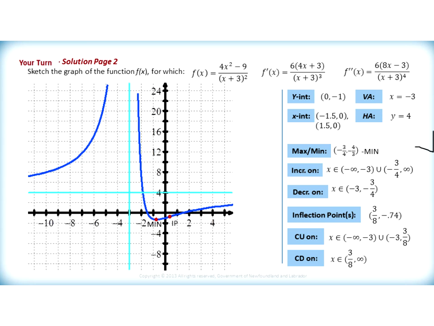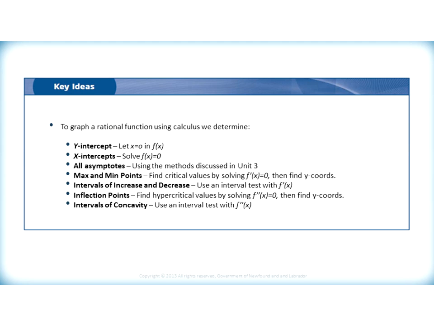And let's just highlight some of the key features of the stuff that we looked at in this section. So some of our key features were, we said that we find our x and y intercepts the same way as always. No need to talk about that again. Find all of our asymptotes just like we did in our previous unit with limits. Maximum, minimum points, increase, decrease, inflection, concavity, all those things here work exactly the same way they do with polynomials, with one important exception, and we can't forget that.